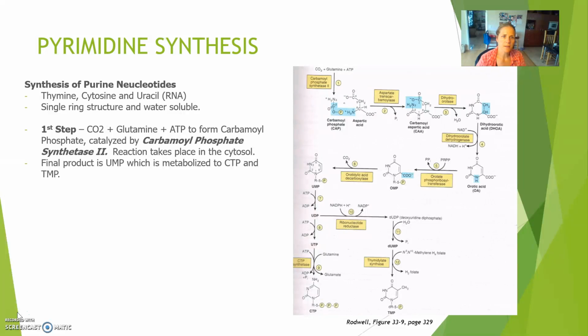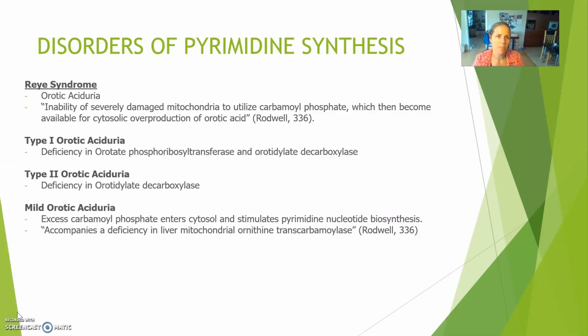Pyrimidine synthesis is the synthesis of thymine, cytosine, and uracil. This is a single ring structure and water soluble. The first step is CO2 plus glutamine with ATP to form carbamyl phosphate, and that's catalyzed by carbamyl phosphate synthase 2. This reaction takes place in the cytosol, with our final product being UMP, which can then be metabolized to CTP and TMP. There are several disorders of pyrimidine synthesis, and those are noted here.